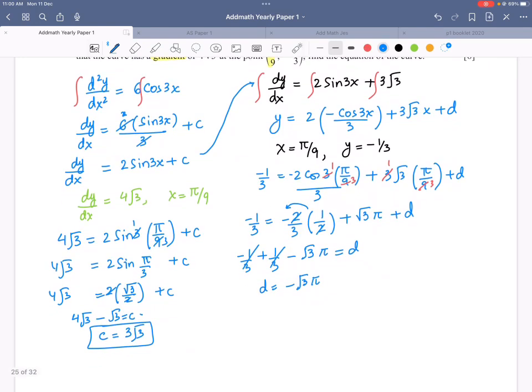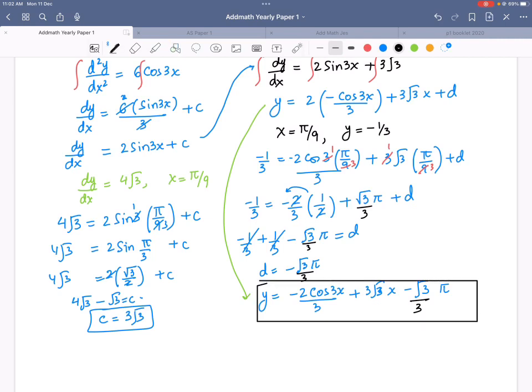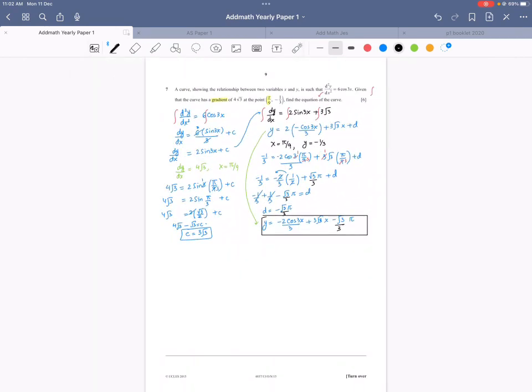I'm going to plug the value of d into this equation. So now y equals minus 2 cos 3x divided by 3, plus 3 root 3x, minus root 3 pi. I think here we have root 3 over 3. Yes, we have root 3 over 3. So d is root 3 over 3, and that will be the final equation of the curve. That is your answer. I hope that it is clear to you.